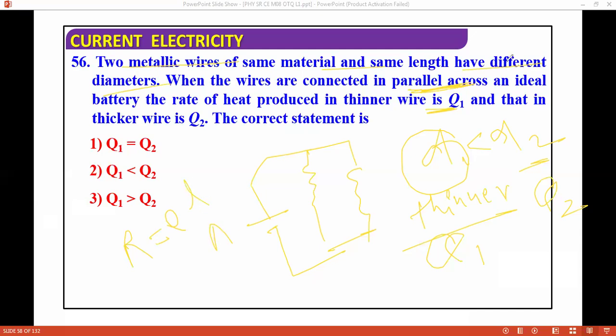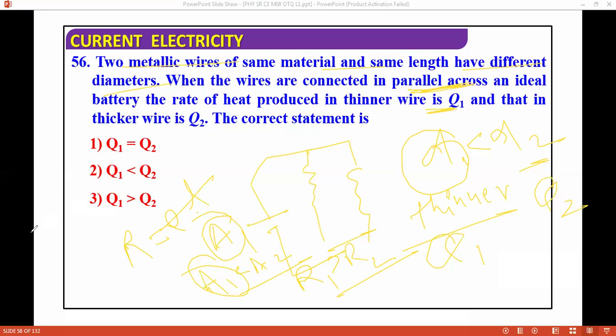Two metallic wires, same material, same length, and different diameters. So length is not going to participate here. Here, play with area. If D1 is less, A1 will be less. Simply think like this: A1 will be less than A2. Because A is in the denominator, take the reverse. You have to know all the concepts, then only attempt such questions, otherwise leave it. Okay, R1 is greater than R2.